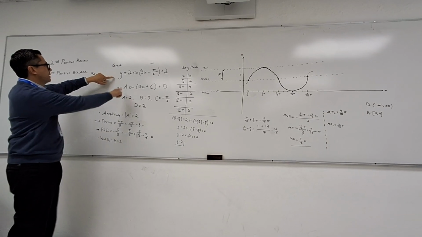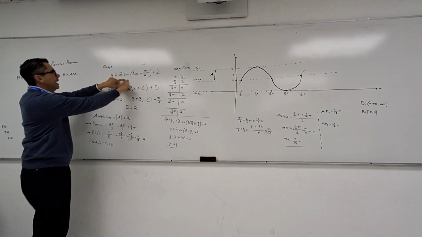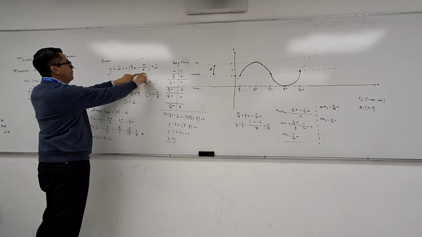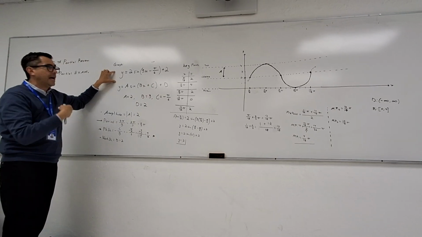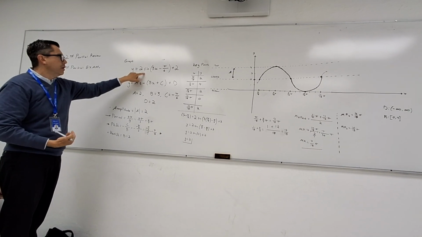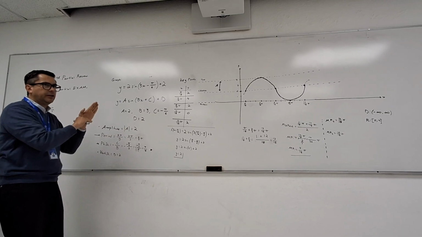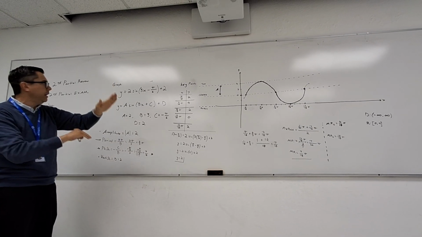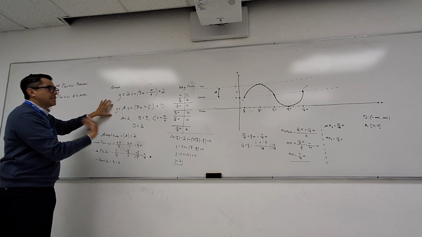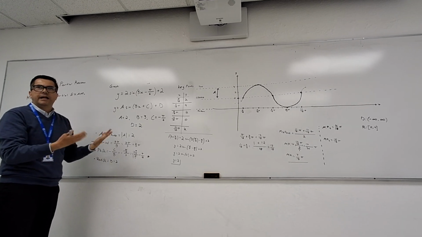The given problem was y equals 2 times the sine of parentheses 3x minus pi over 6 plus 2. Okay, it's a sine graph, positive sign. We remember that the pattern of the positive sign goes from the center up and down and up. We remember the basic formula we use in this course for graphing sine and cosine.